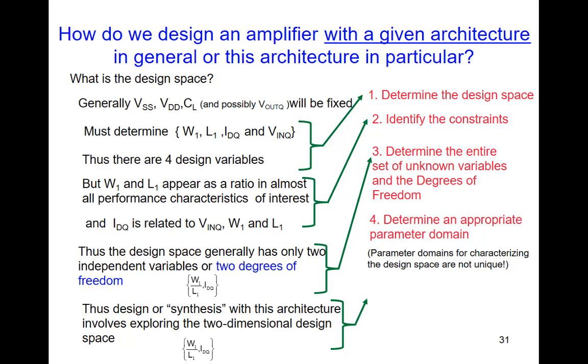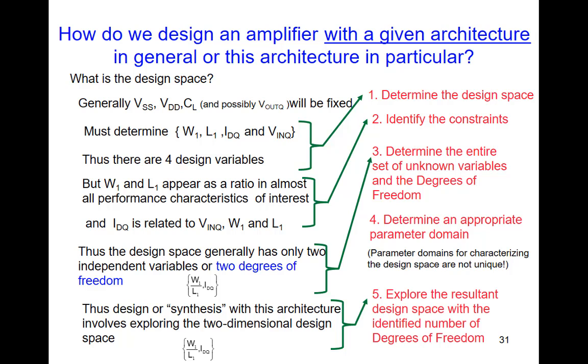So W over L and IDQ form a two-parameter design space. But there are other two-parameter design spaces we'll talk about in a bit that could also be used to characterize this design. And once we know what our design space is, then we want to explore that design space.